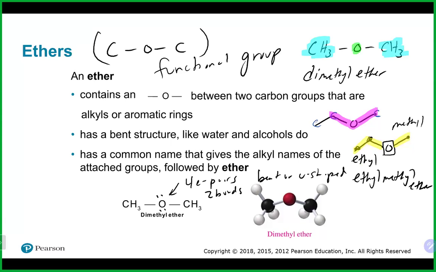So this is a common name. The real way of naming it is a little bit different. The IUPAC way of naming it, you go with the longest carbon chain on either side. So in this case, this would be ethane, and this methyl becomes methoxy, and this is known as methoxyethane in the IUPAC way of naming it. They still don't use too many numbers with it, because it's implied that those groups are connected to the oxygen. Other questions?